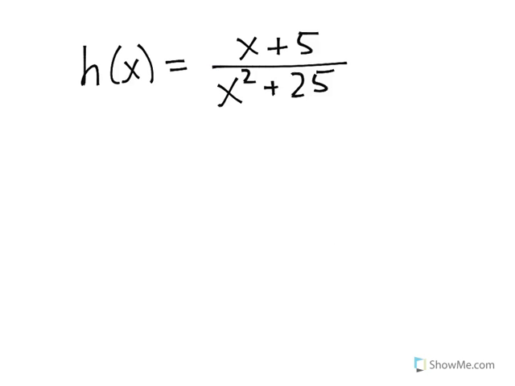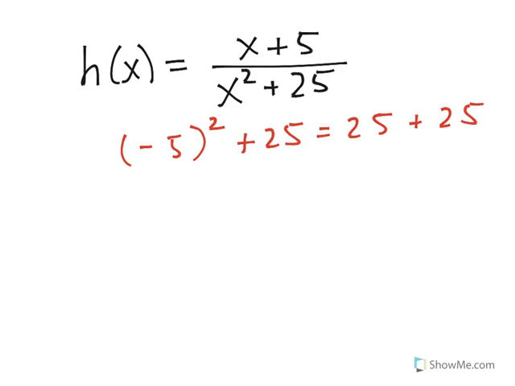So for this problem here, what number can we plug into the denominator that will make the denominator equal to 0? Well, if we plug 0 in here, it's just going to be 25. So that's not going to work. If we say 5, well, that'll be 25 plus 25. If we say negative 5, well, that'll be 25 plus 25. So let's just see, for demonstration purposes. If we say negative 5 squared plus 25, that will be equal to 25 plus 25, because we know that a negative and a negative gives us a positive. So that's a positive 25.